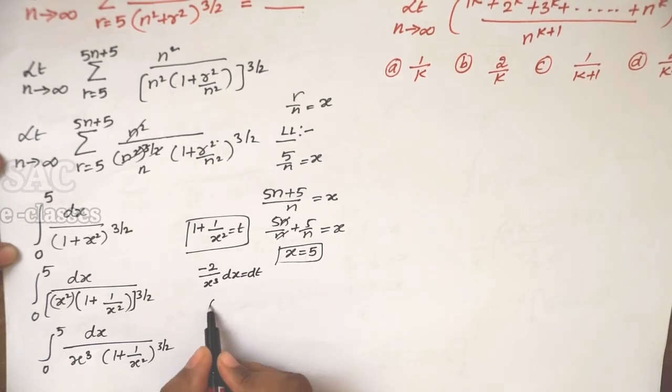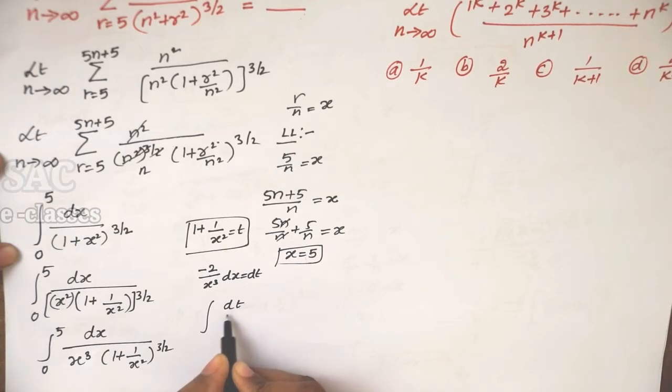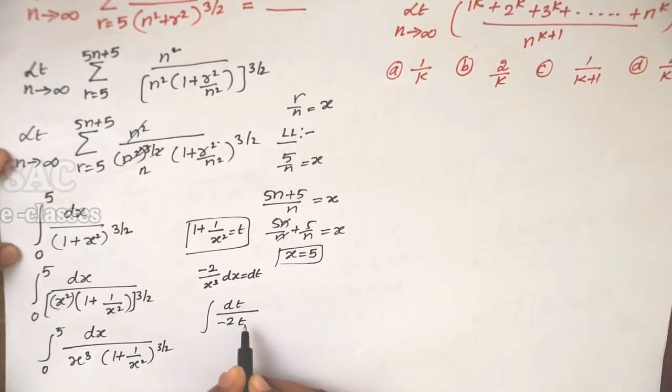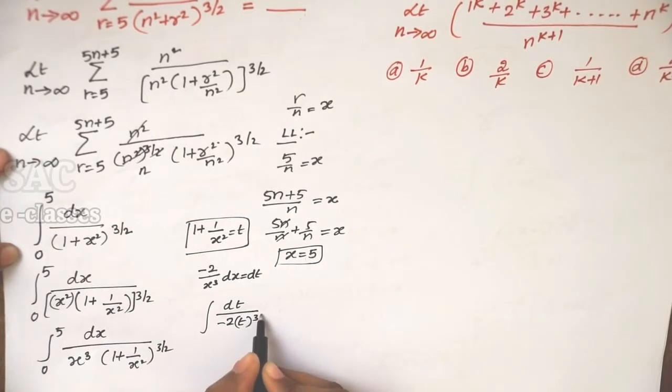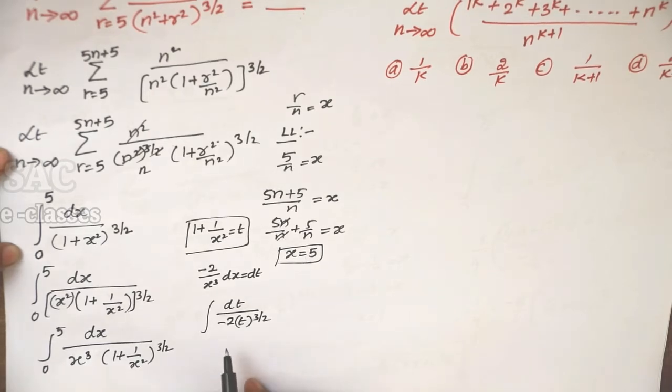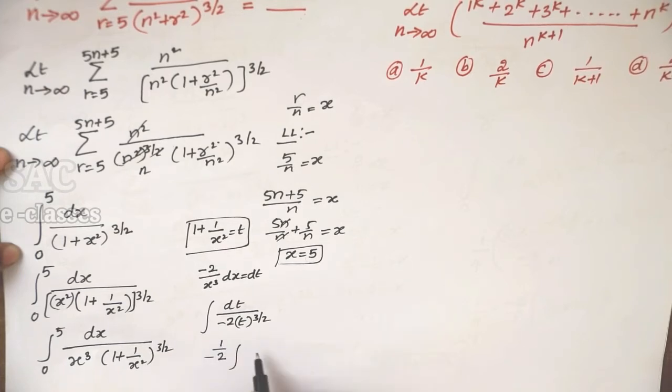Now you can get dt by minus 2 into t whole power 3 by 2. I told you while we are solving, without actually changing the upper limit and lower limit again, you may get the answer easier. So what I am going to do is I am leaving it like this and I am trying to find out the integration of minus 1 by 2 t power minus 3 by 2 dt.